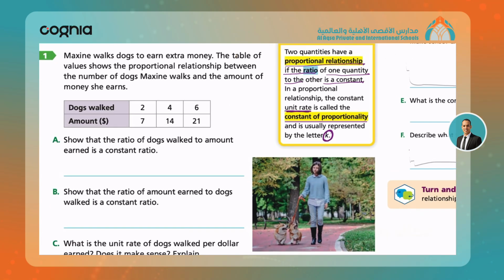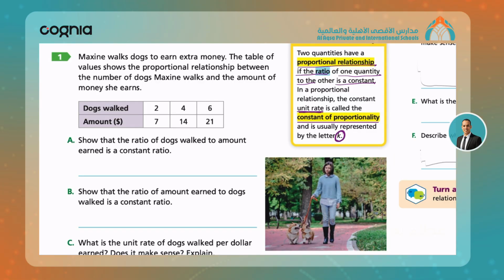Let's look at this example. Maxine walks dogs to earn extra money. The table of values shows the proportional relationship between the number of dogs Maxine walks and the amount of money she earns. We have up here the dogs walked and down here the amount, the money. So if she walked 2 dogs, she gets $7. If she walked 4 dogs, she gets $14. And if she walked 6 dogs, she gets $21.